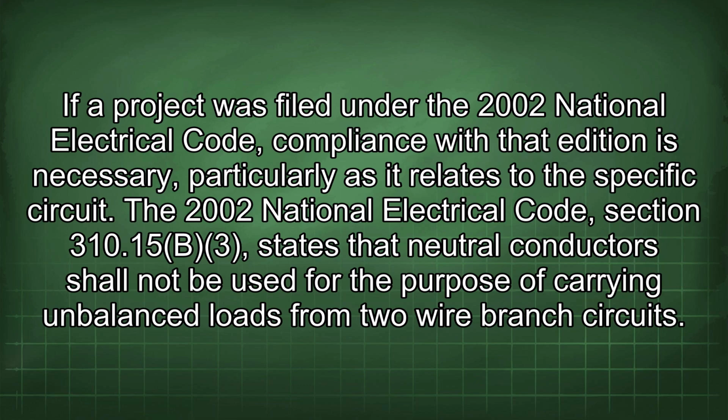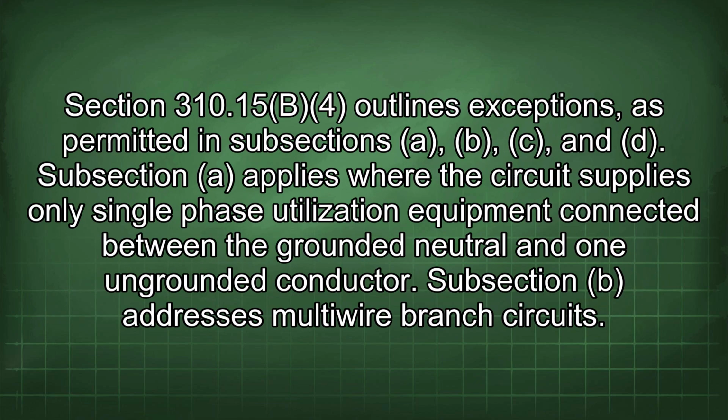The 2002 National Electrical Code, Section 310.15(B)(3), states that neutral conductors shall not be used for the purpose of carrying unbalanced loads from 2-wire branch circuits. Section 310.15(B)(4) outlines exceptions as permitted in subsections A, B, C, and D.